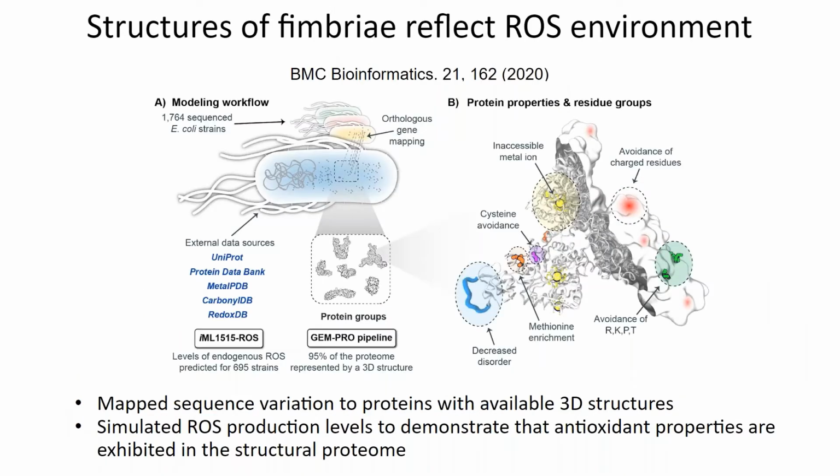And we've also gone beyond just conservation of these genes, but actually mapped structural features based on 3D structures of proteins onto the presence of these different genes and their different alleles, and try to understand what that can tell us about reactive oxygen resistance among strains in the species. And we can use genome scale models to also measure the effects of ROS in these strains and simulate the different production of ROS to show that antioxidant properties are exhibited in the structural proteome.